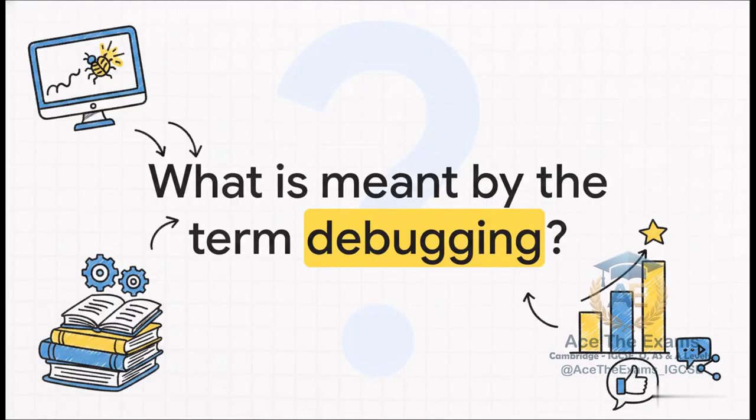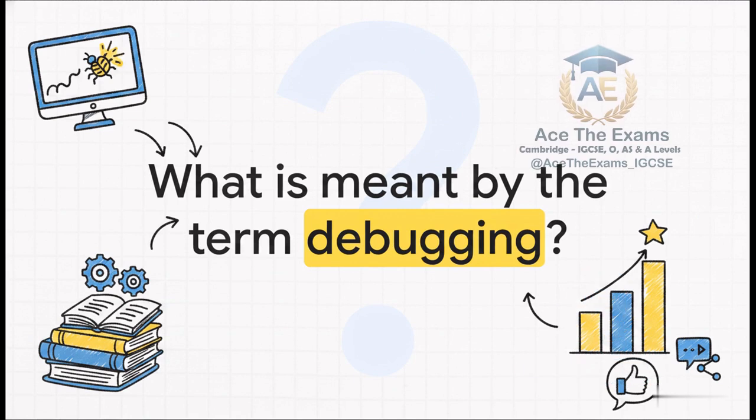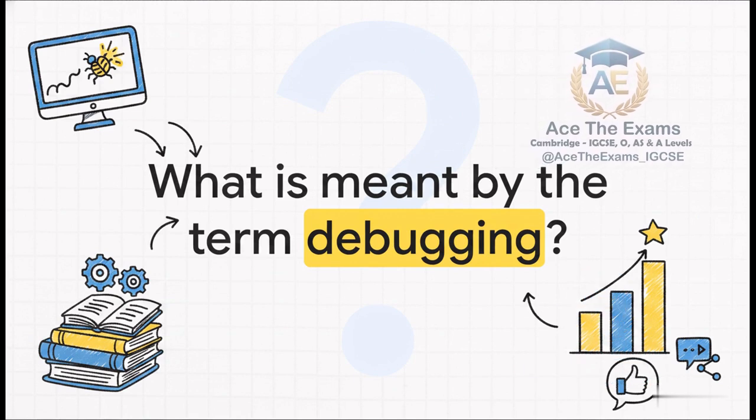I'll leave you with this exact past paper question to test your newfound precision. What is meant by the term debugging? Is it correcting syntax errors, finding errors by running the program, highlighting syntax errors, or stopping translation? Think deeply about the exact phrasing we've learned today.